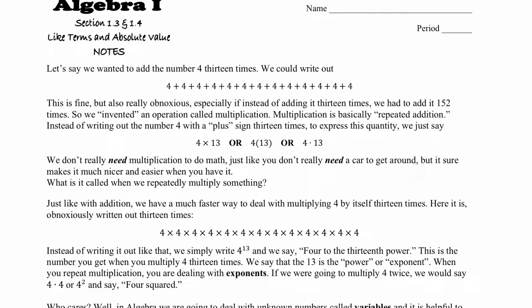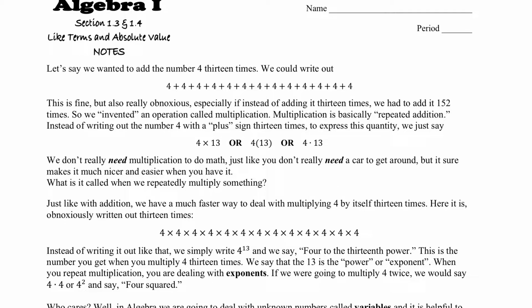So I'm not going to bore you by reading through this novel of notes here, but I do want to say that it's really important, in reading this first note, that you understand we've developed certain things like multiplication and exponents because we find ourselves in life adding things frequently. Say you wanted to add the number 4 13 times. You can write it out like this and add it 13 times.